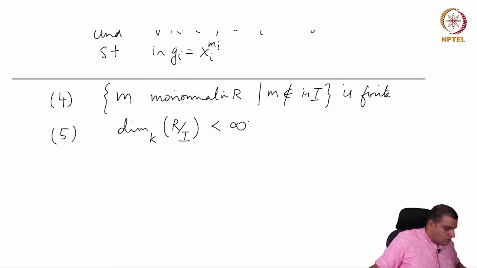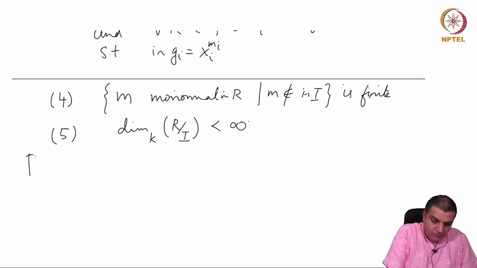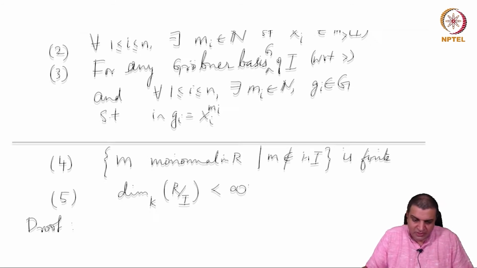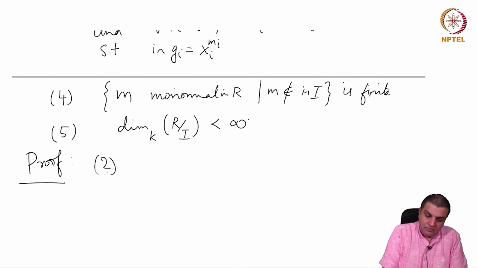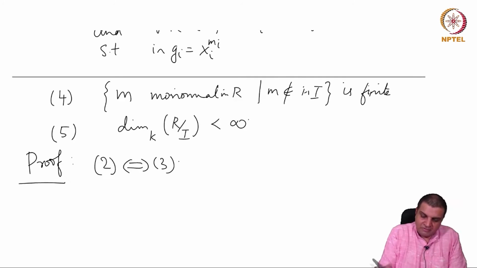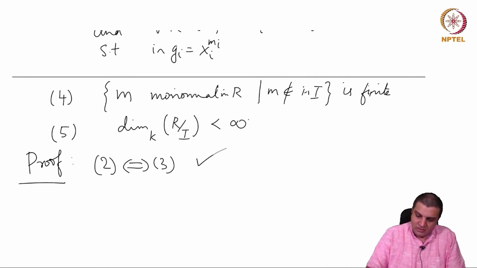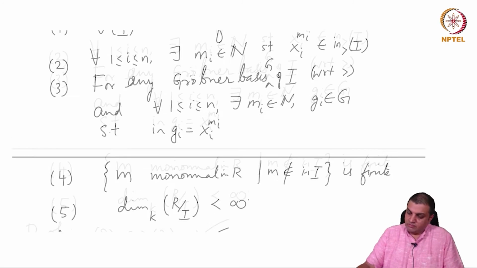Okay, so let's finish off this proof, the parts that we already know. Let's look at 2 and 3. 2 says there is an xi to the mi in the initial ideal, which means that in every Gröbner basis there is an element in the basis whose leading term is xi to the mi. So 2 implies 3, and if 3 is true, clearly 2 is true because this initial term shows up there. So 2 if and only if 3 is from the definition of a Gröbner basis. So this we will not reprove.